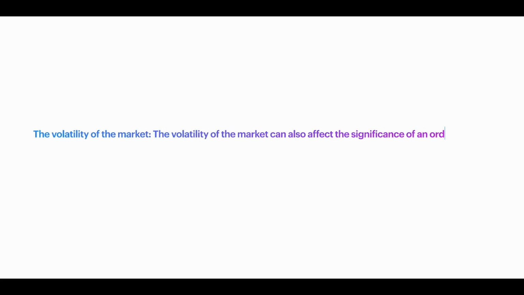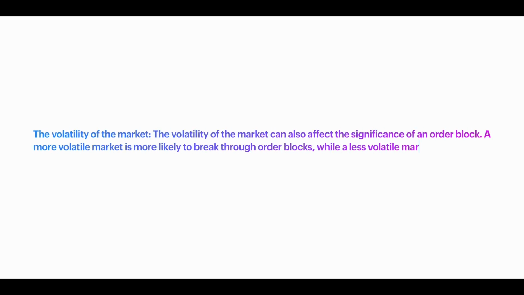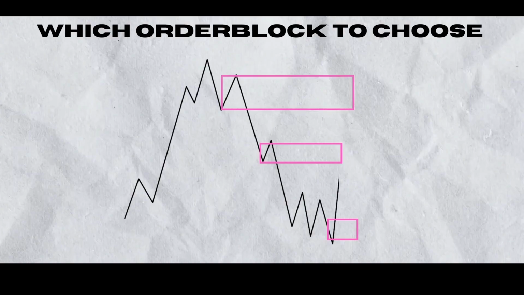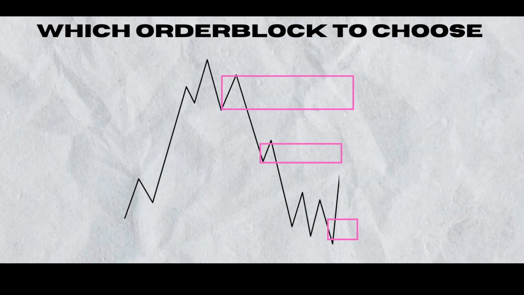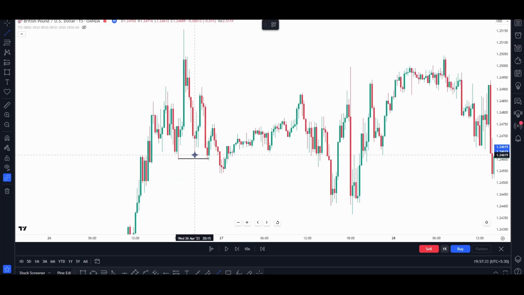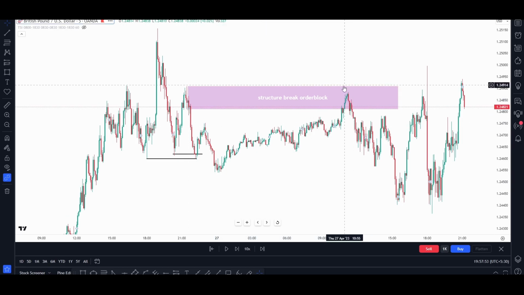The volatility of the market can also affect the significance of order block. A more volatile market is more likely to break through order blocks, while less volatile market is more likely to respect them. And also the premium and discount zone. Here on 50 minutes, we can see that this low was broken by this structure break order block. So price came here, mitigated this order block, and then it started to go down.